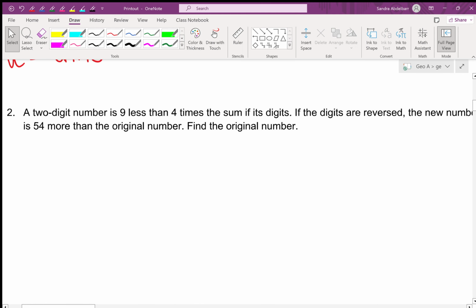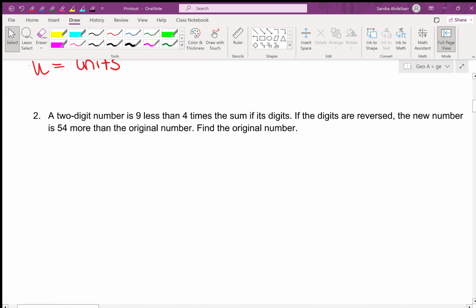It says a 2-digit number is 9 less than 4 times the sum, it should say of its digits, not if its digits. Right? So a 2-digit number is 9 less than 4 times the sum of its digits. If the digits are reversed, the new number is 54 more than the original number. Find the original number.